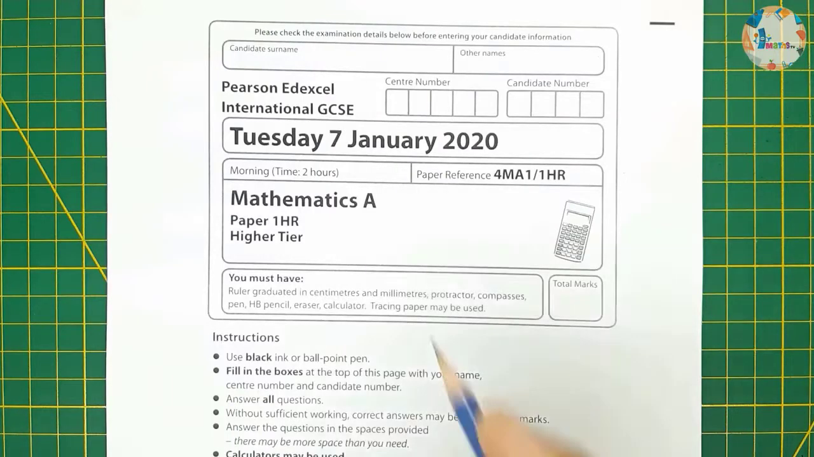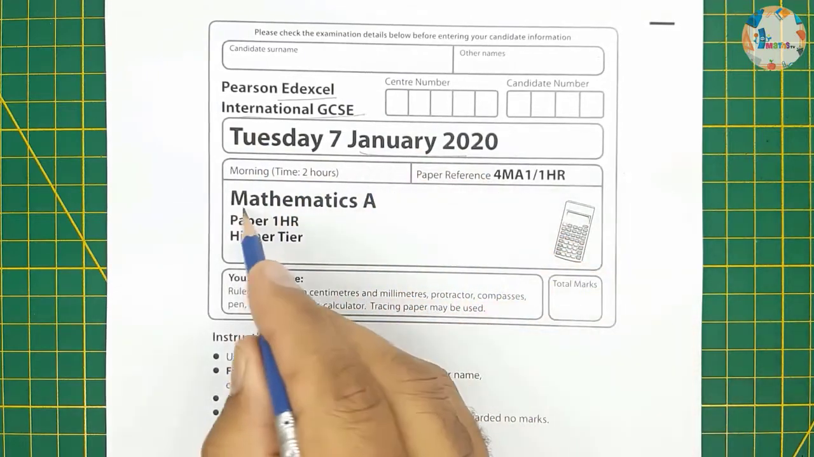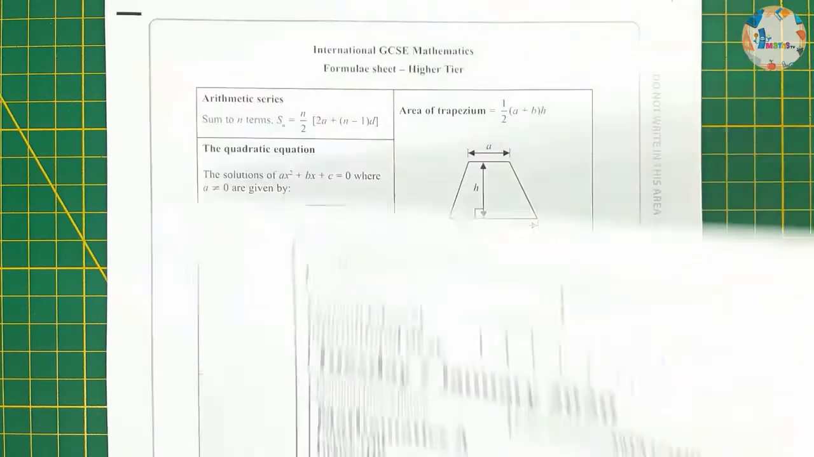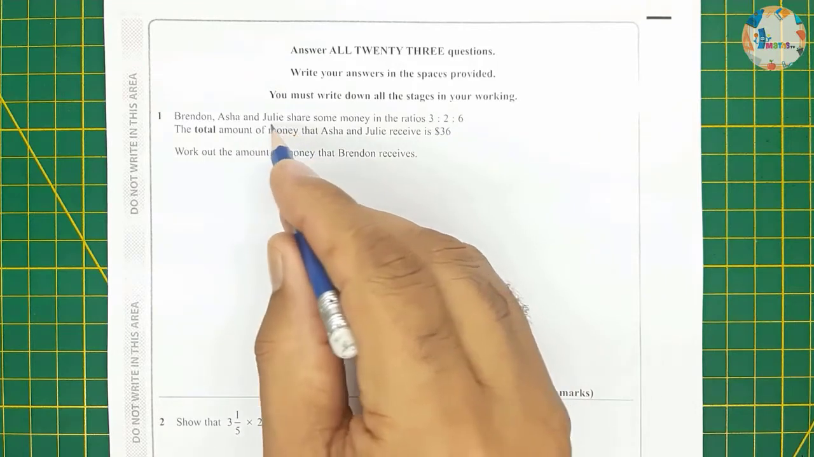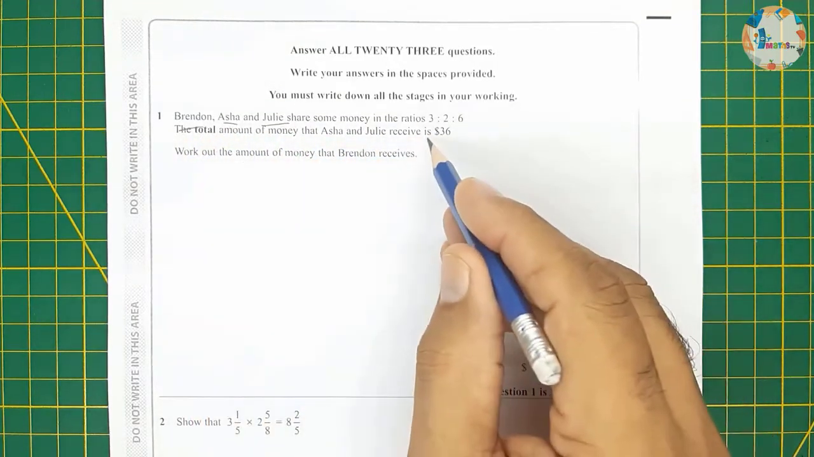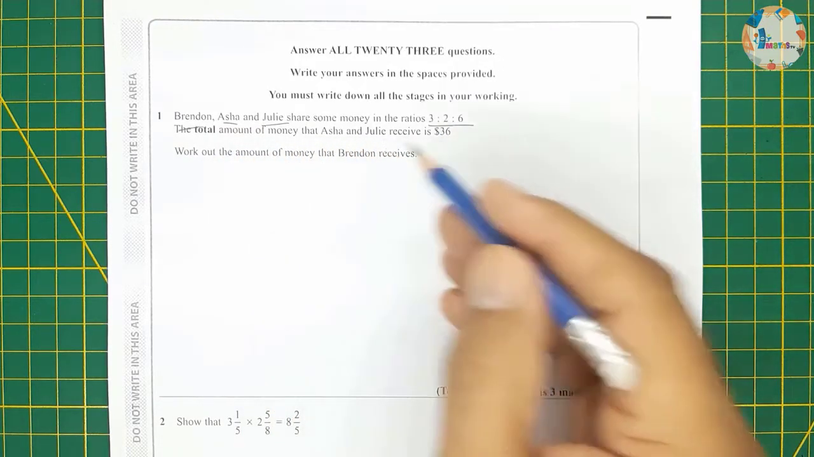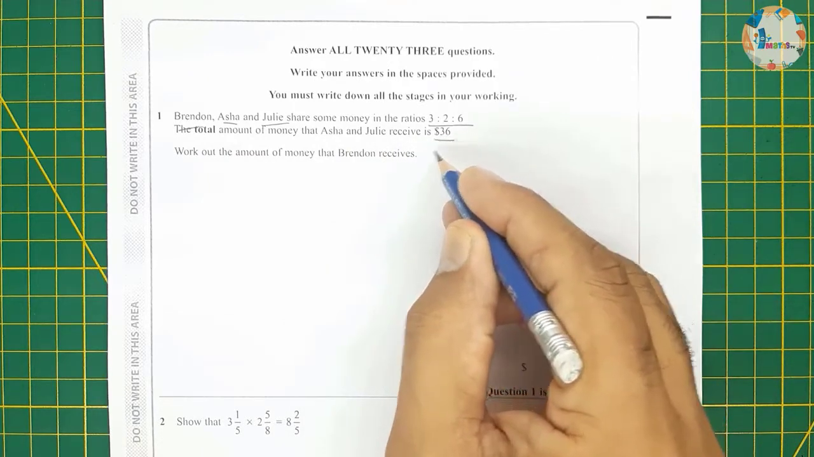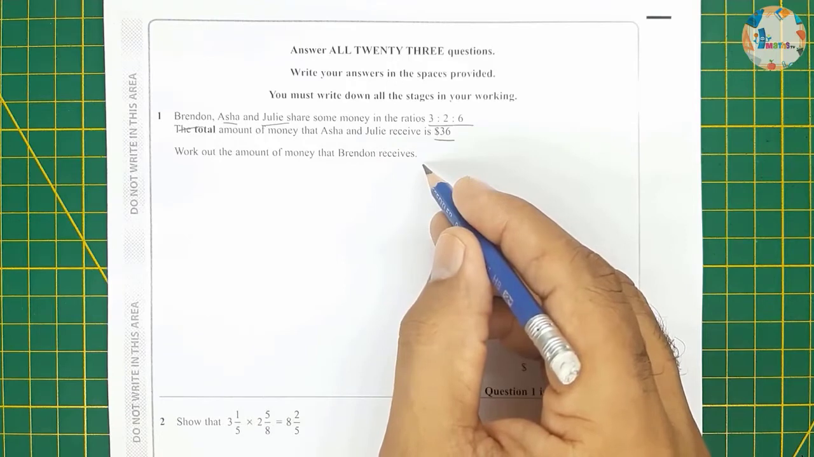Hello guys, today we'll be going through Edexcel International GCSE Jan 2020 Mathematics A Paper 1 HR Higher Tier. Question number 1. Brandon, Asha and Julie, these three people share some money in this ratio. The total amount of money that Asha and Julie receive is 36. Work out the amount of money that Brandon receives.